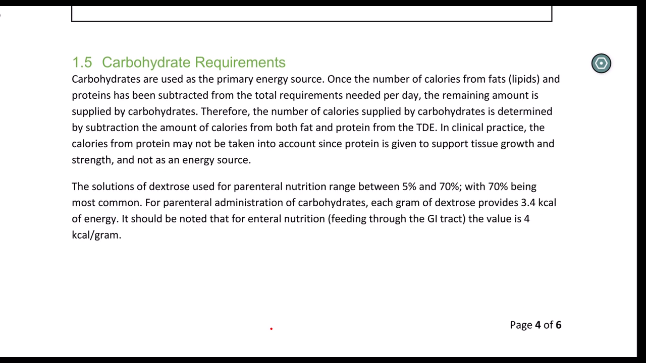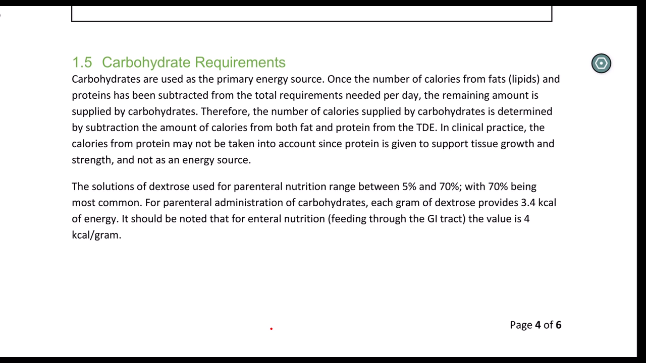Last one is carbohydrates. Carbohydrates is all the remaining energy expenditures, so all the amount of kilocalories that we haven't given to fats, to the lipids, as well as to the amino acids. And carbohydrates are the primary energy source. So that's how we would subtract the total daily energy requirements from all the ones that we've used so far. The remaining will always be the number of calories for the carbohydrates.